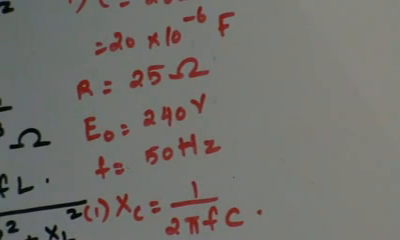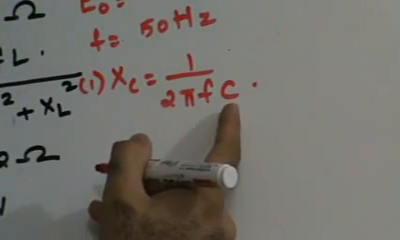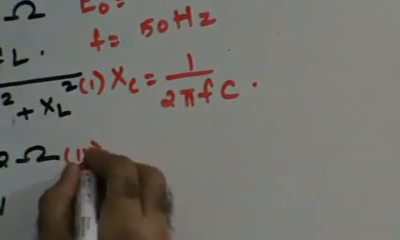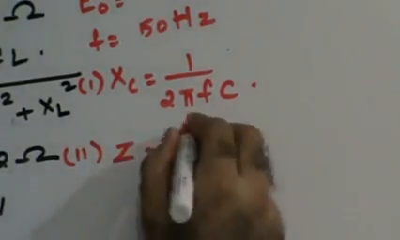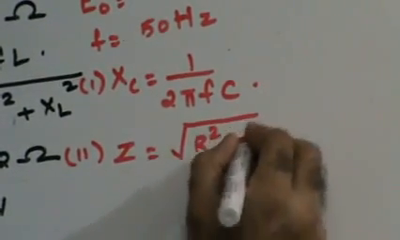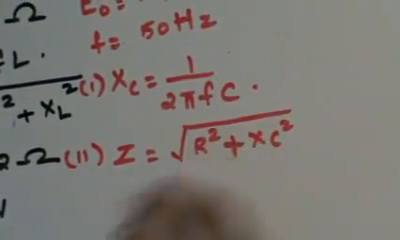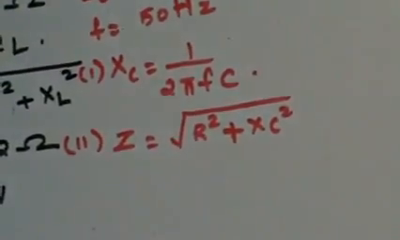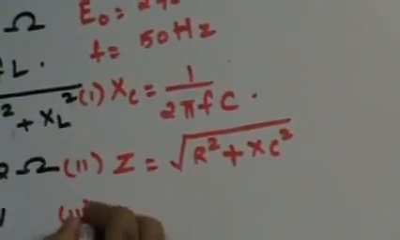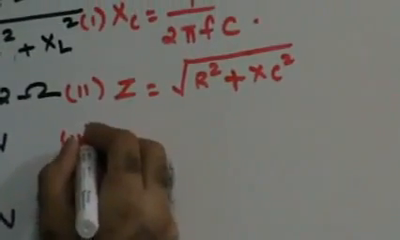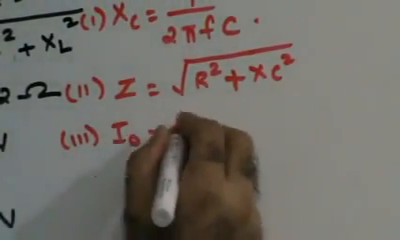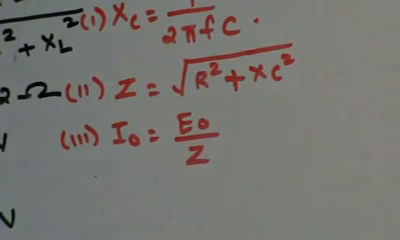Capacitive reactance is 1 upon 2 pi FC. Frequency is given to me, capacitance is given to me, so I should be able to get the capacitive reactance. Second, they've asked you to find out the impedance. Impedance is square root of R square plus XC square. Resistance is given to me, XC I've just found out, so I should be able to get the impedance also. And last thing they've asked me to find out is maximum current, that means peak current, I0, is peak EMF upon impedance. That will give me the peak current. All the three things you should be able to get.